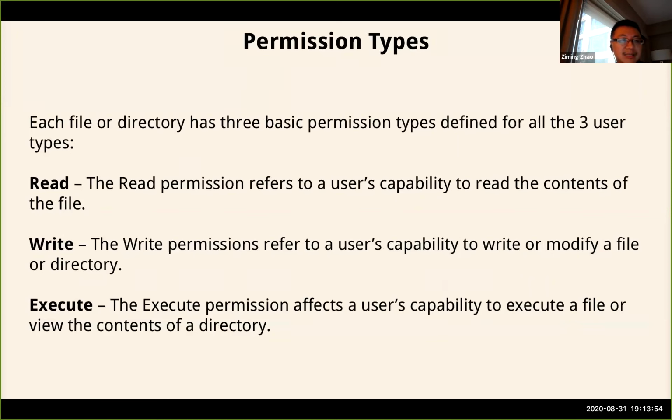There are three basic permission types. The first one is read, which means the user, whether the owner, another user, or a user in a group, has the ability to read the content of the file. Then there is write permission, or execute permission, which means it can use this file as a binary and run that file. Or if this is a directory, it means it can view the content of the directory.